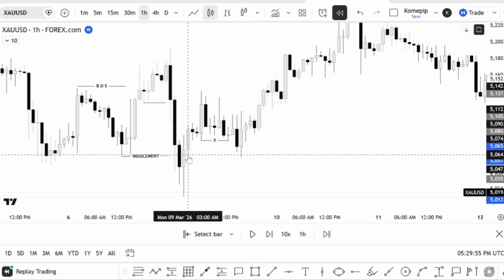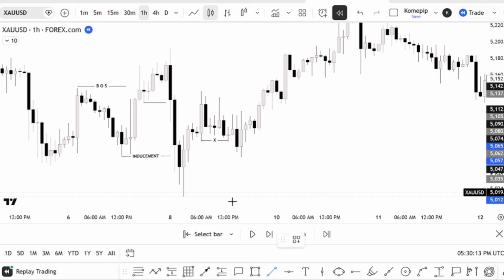Plus, we also have what is called hidden liquidity, but we're not going to talk about that today so that the video will not be full of too much information. This is why you need to subscribe to the channel so that you'll be able to learn whenever I make another video concerning that. Okay, so what do we see right here?